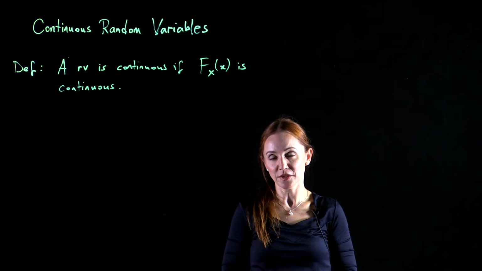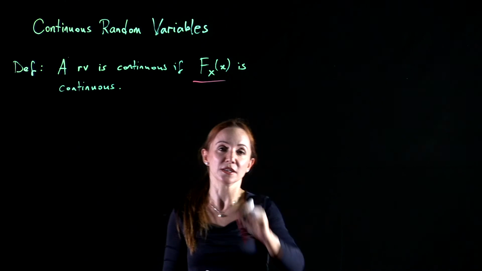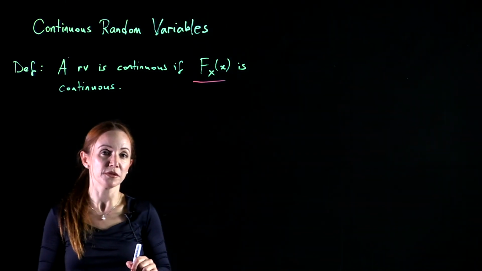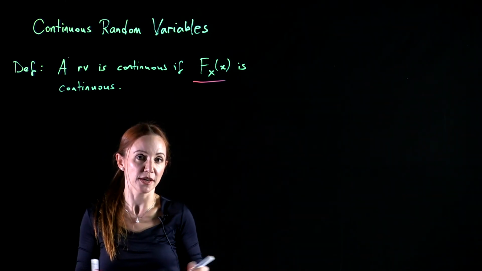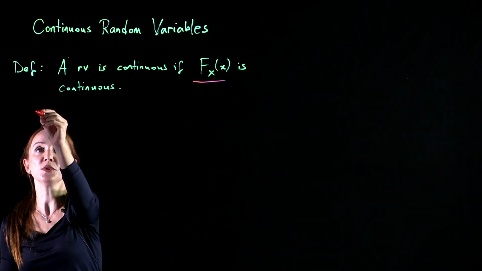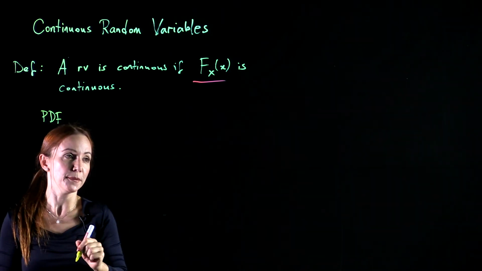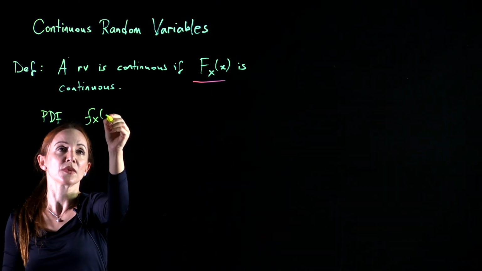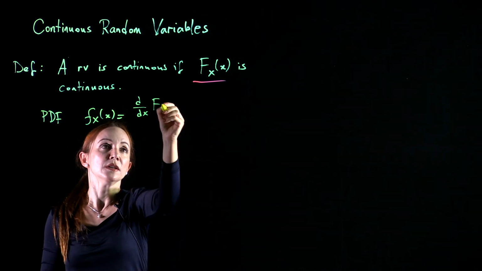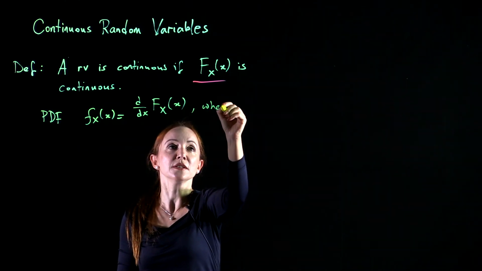A random variable is said to be continuous if its cumulative distribution function is continuous and possibly differentiable in all but a finite, or countable, number of points. In that case, we define a PDF as the derivative of the CDF, the cumulative distribution function, where the derivative exists.